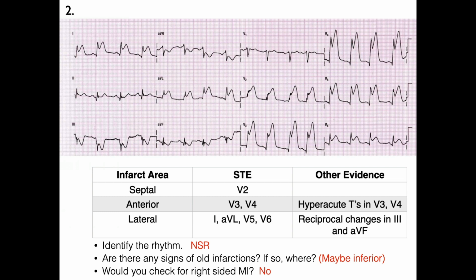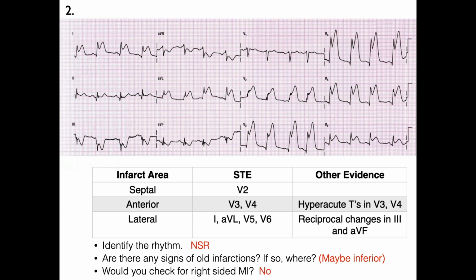The first bit of evidence with a STEMI is always where's the ST elevation, okay? So in this column, you write septal. Which septal lead? Well, V2, so you write that. Which anterior leads? V3, V4. Lateral, all the lateral leads, so write them down, okay? Straightforward so far?